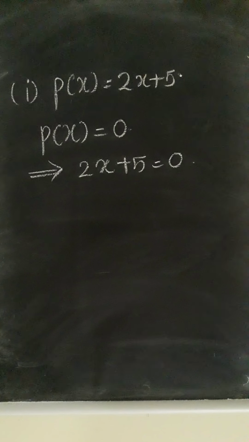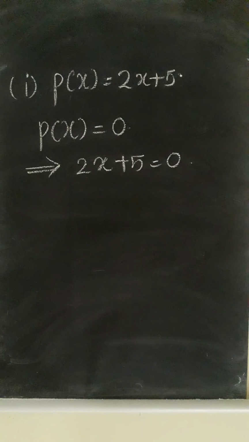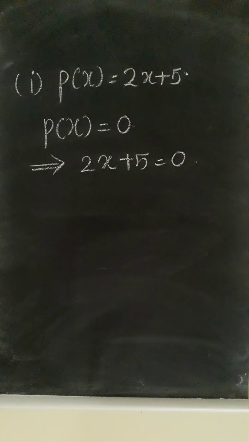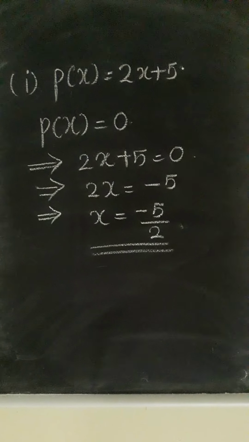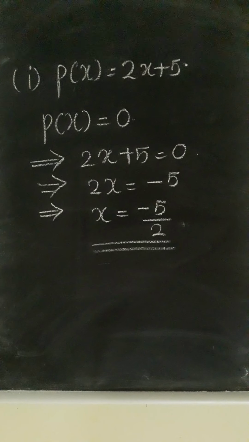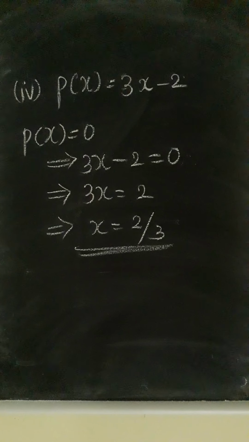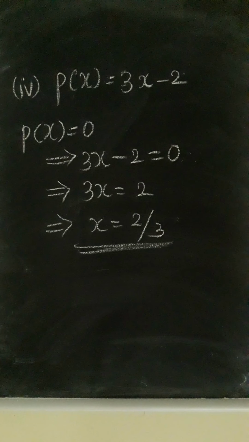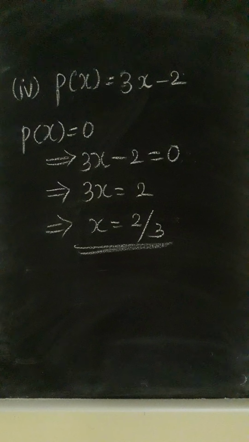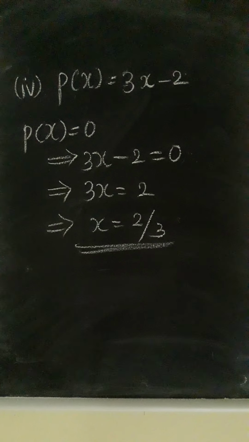Third question, P of x is equal to 2x plus 5. The same step you have to continue throughout. So at first P of x is equal to 0 implies 2x plus 5 is equal to 0. So from the next step, what is that? 2x is equal to minus 5. So what is x? X is equal to minus 5 by 2. For the fourth question, P of x is equal to 3x minus 2. So what is that? 3x minus 2 equal to 0. So 3x is equal to 2 and x is equal to 2 by 3.